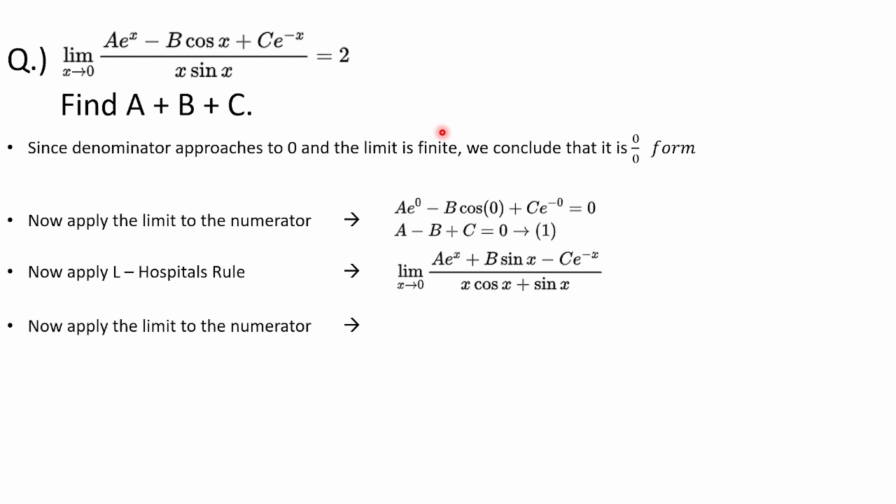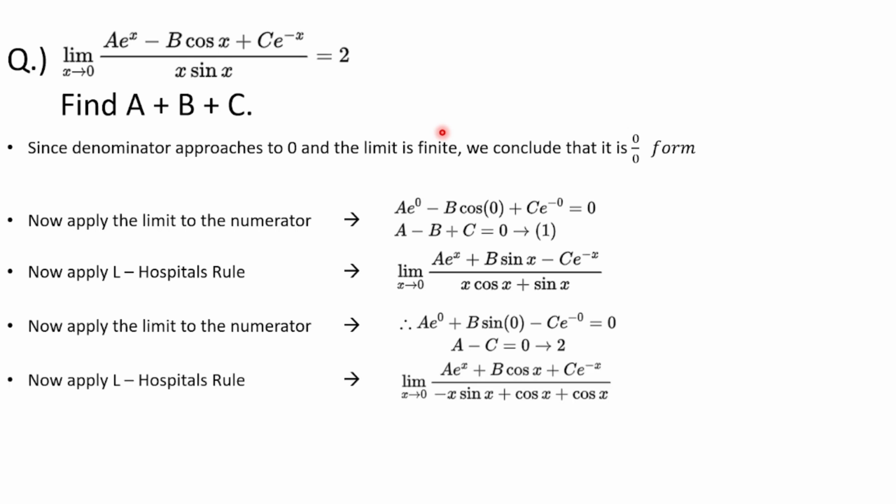We will get a into e power 0 plus b into sine 0 minus c into e power 0, which is a minus c is equal to 0. That is equation number 2. And finally, let us apply the L'Hospital's rule. We will get limit x tends to 0, a e power x plus b cos x plus c into e power minus x divided by minus x into sin x plus cos x plus cos x. Now, as we've seen here, the denominator doesn't approach 0. That means this particular value is equal to 2.